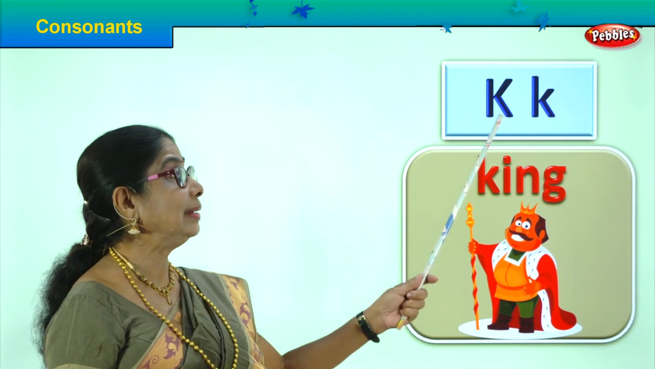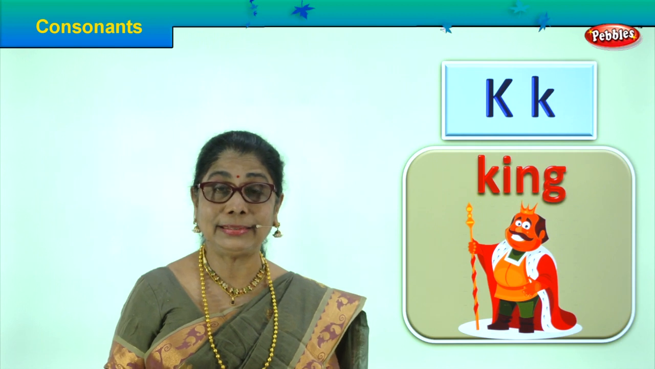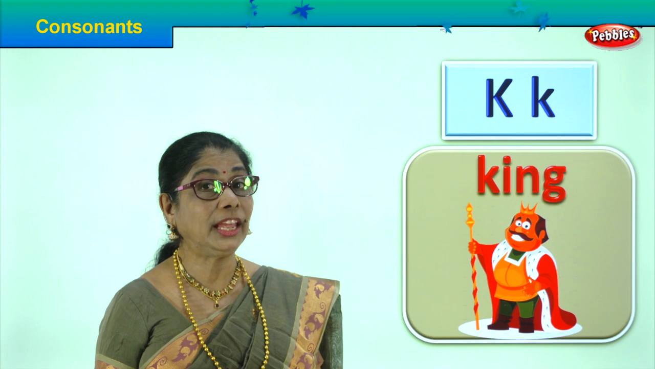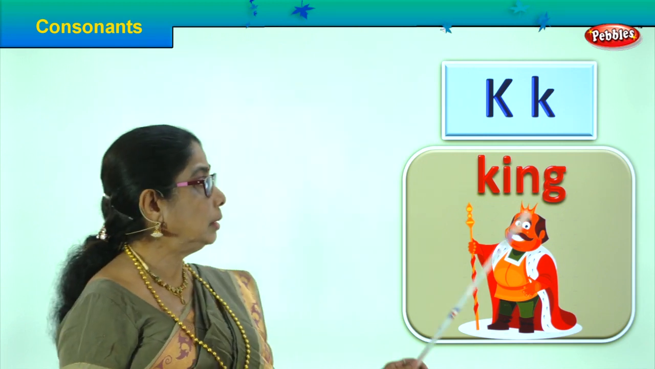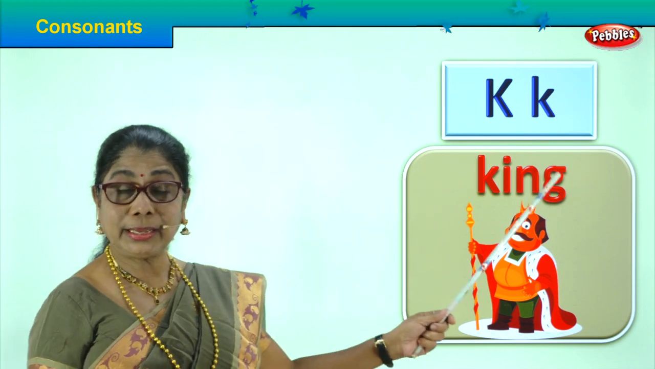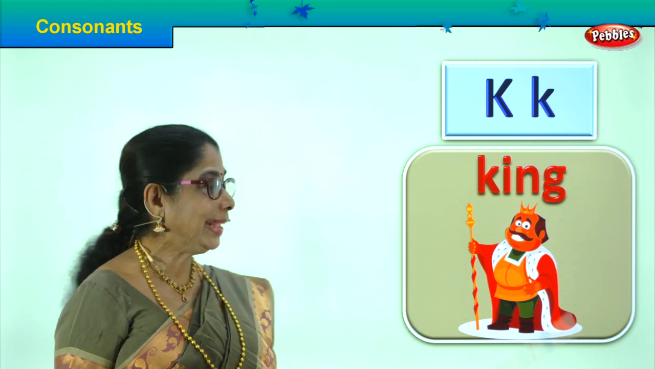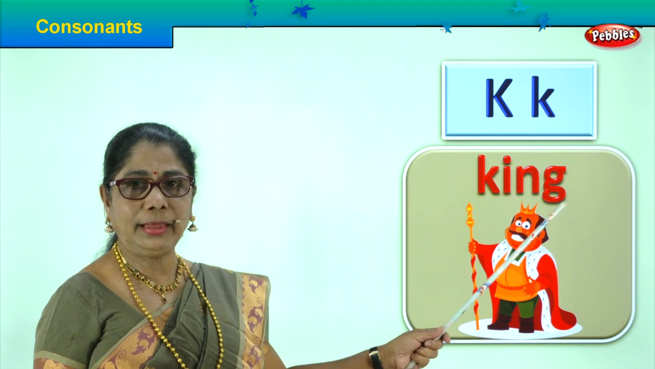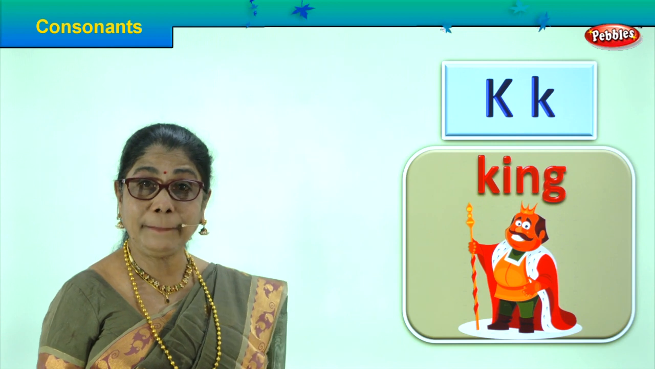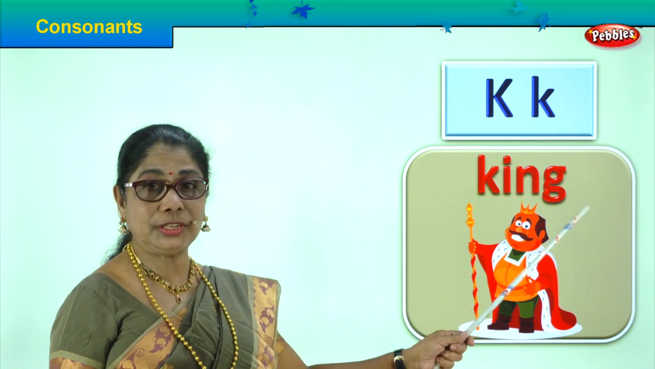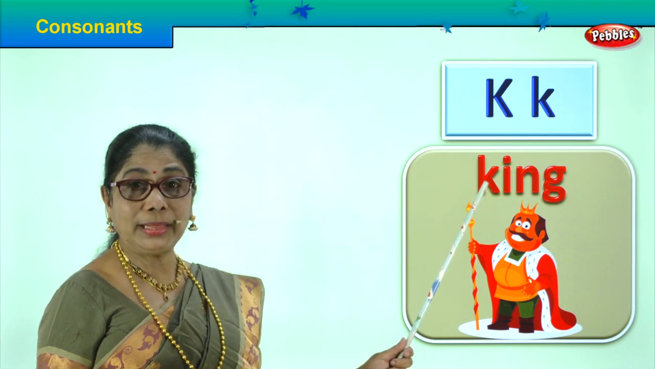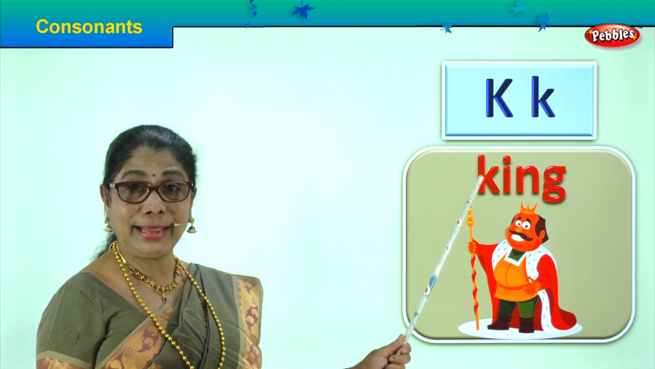Now we are doing letter K. Another consonant. Capital letter K, small letter K. What's the sound of K? K. K, king. Who is this? King. K, king. Spell king. K-I-N-G. King. Very good. The word king begins with the letter K, consonant K.